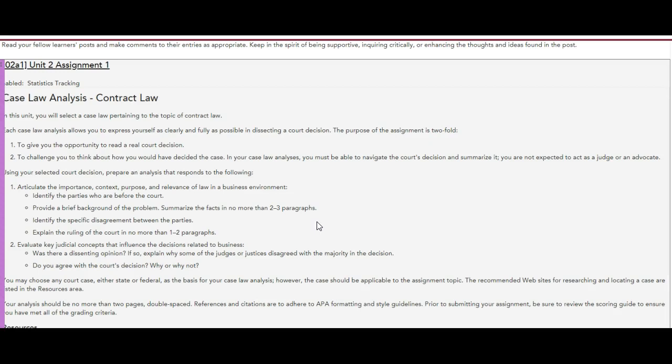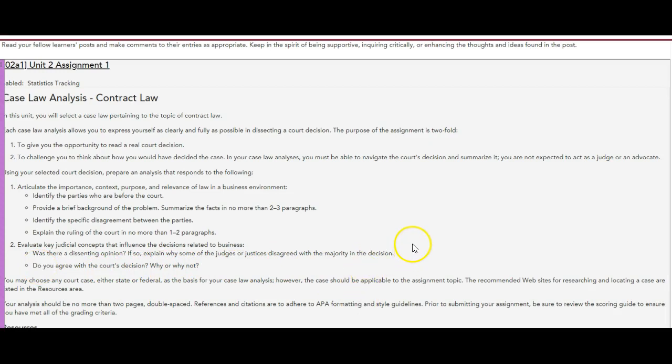And you also want to look for any dissenting opinion. If there was, you want to explain what they thought should have been the result and why they differed with the majority decision. And the why question is very important. Why did they? Not just that they did, but why did they? And then you want to tell us in a very short paragraph whether you agree with the court's decision and what your reasons are for agreeing and disagreeing.